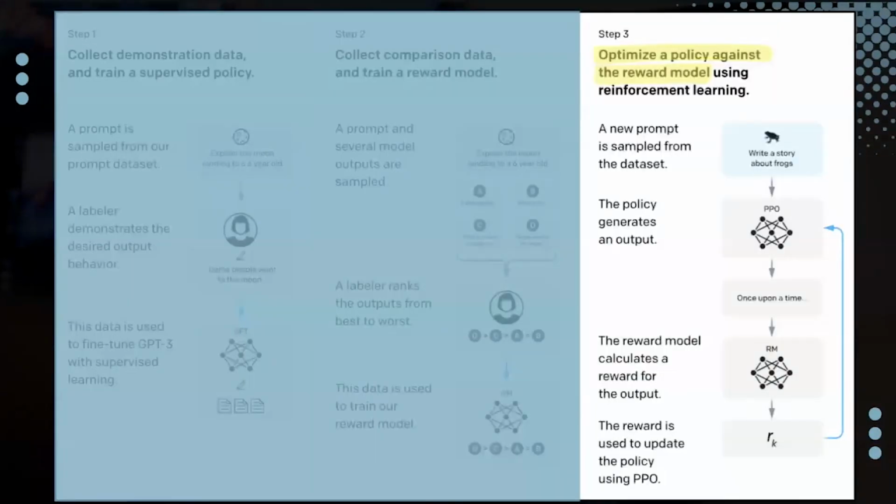Finally, we're going to optimize our policy model, our instruct-tuned model, against the reward model using reinforcement learning. So we take a prompt. The prompt then is used to generate an output in our policy model. The reward model says, that output's pretty good. Here's the number. It gives us our beautiful single number that essentially represents how helpful and how harmless our model is.